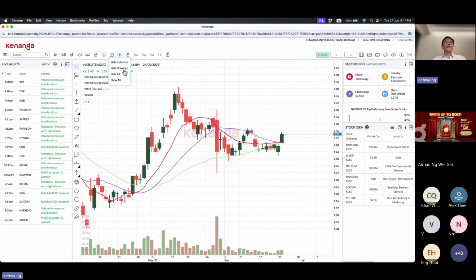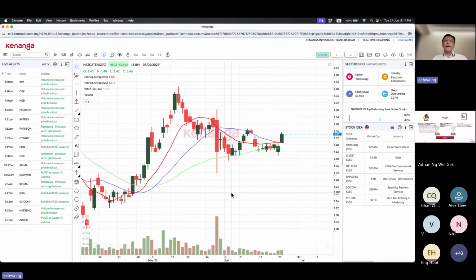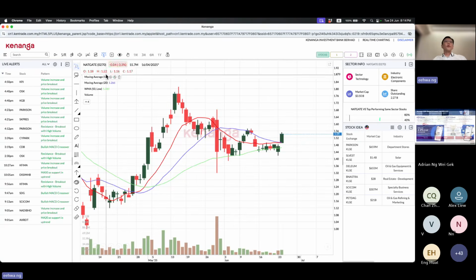Okay, hide indicator, hide the drawing, or hide all. It's useful if you have too much information on the chart and you want to keep it simple. This is where you click on the I to get rid of those things that you don't want to see. Now for drawing tools, this is the button to press.